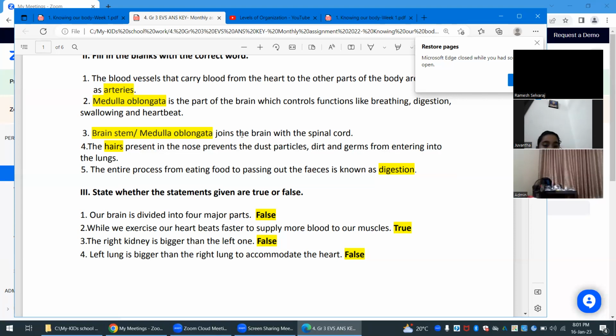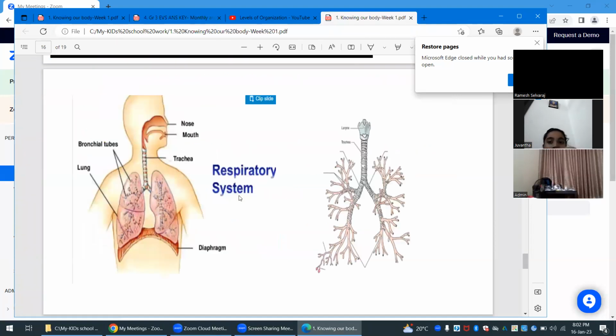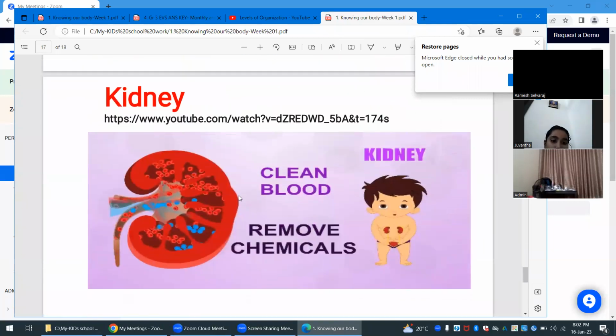Okay, then let's go to the next slide. Kidney. You know, kidney. Kidney is a very important organ that cleans blood and removes chemicals. The kidneys are at the backside, behind us. It looks like a bean shape. If someone asks you what's the shape of the kidney, you could say it's the bean shape. Okay, beans, right? And what does the kidney do? It cleans blood, filters blood, removes chemicals.